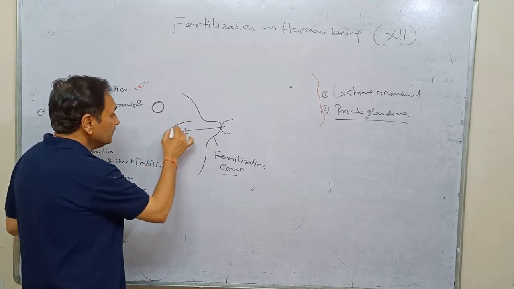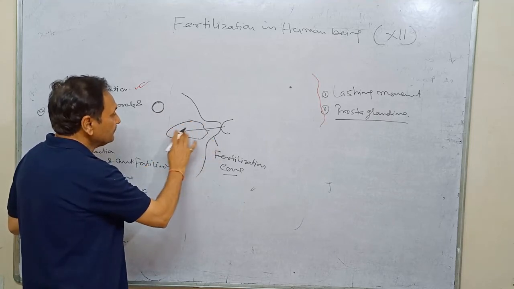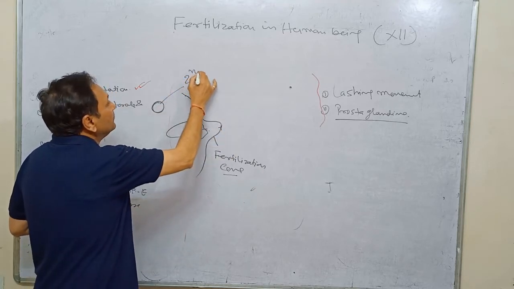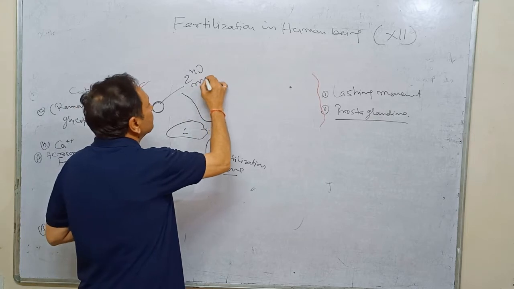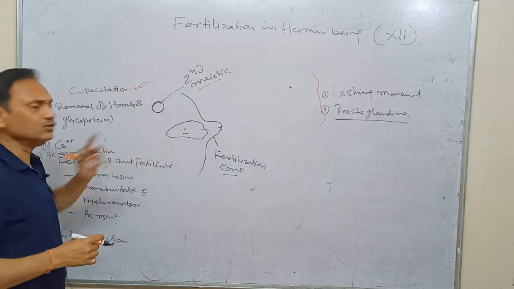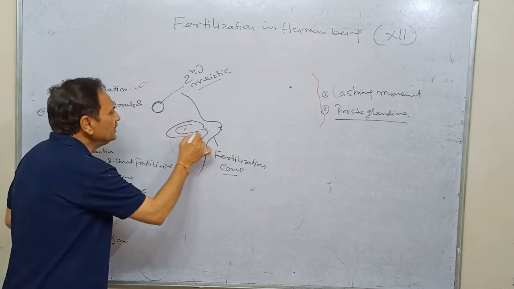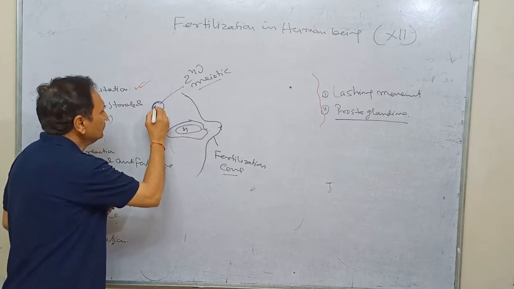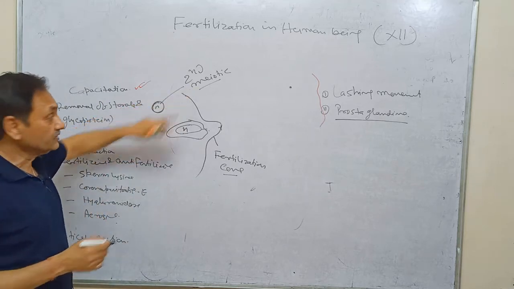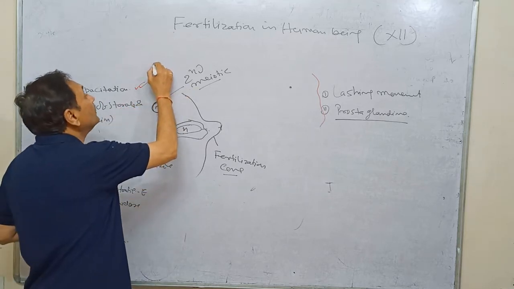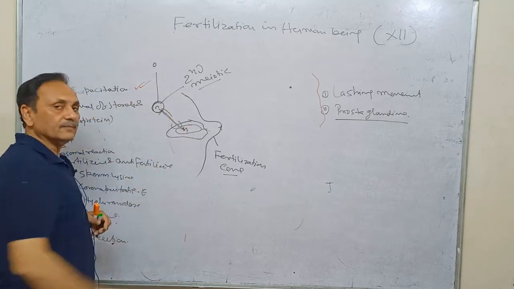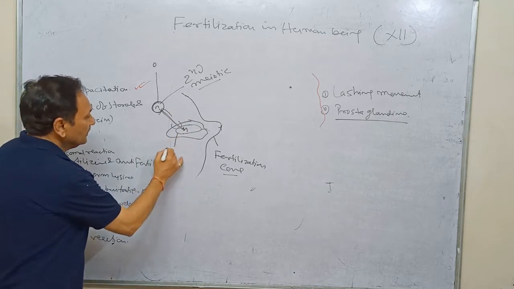Now when the sperm is present here, the second meiotic division is started before fusion, because the sperm nucleus is n and this one is also n. The second meiotic division is completed and the second polar body is discharged. After that, amphimixis takes place, and the zygote is formed.